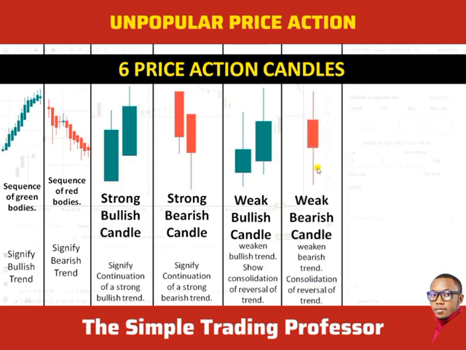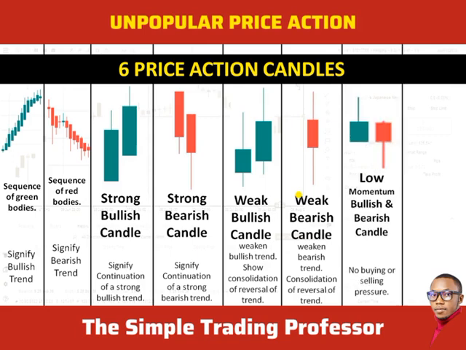Now, this one here you see here is called a weak bearish candle. You see, it has a wick on top and a wick below. It is called a weak bearish candle. Now, what happens with this candle is that it signifies a weakening bearish trend, consolidation or reversal of the trend. Now, let's go to price action number 5.